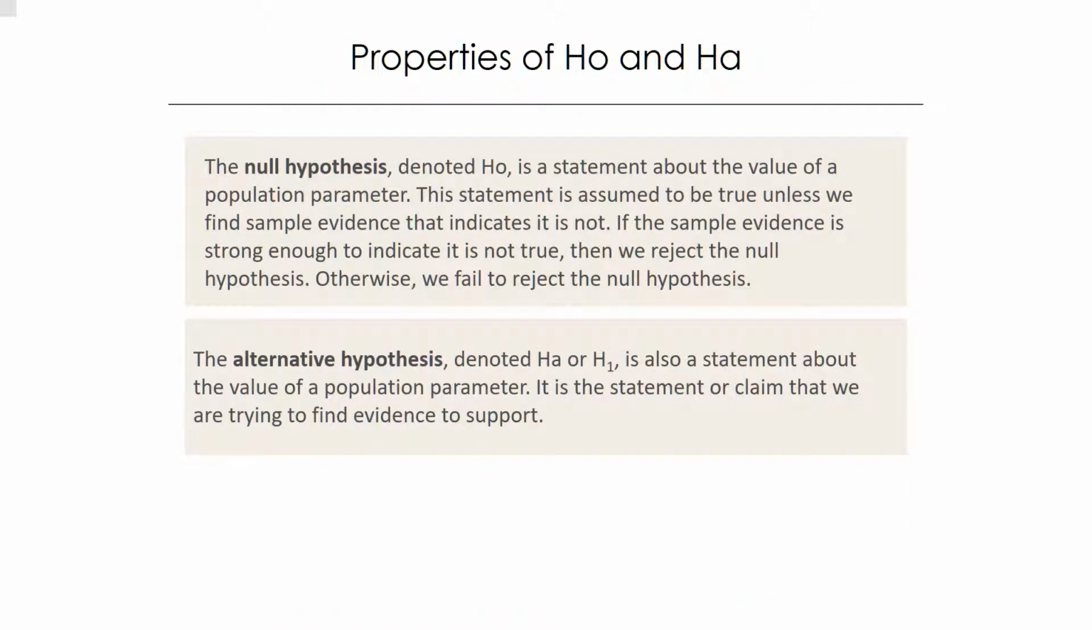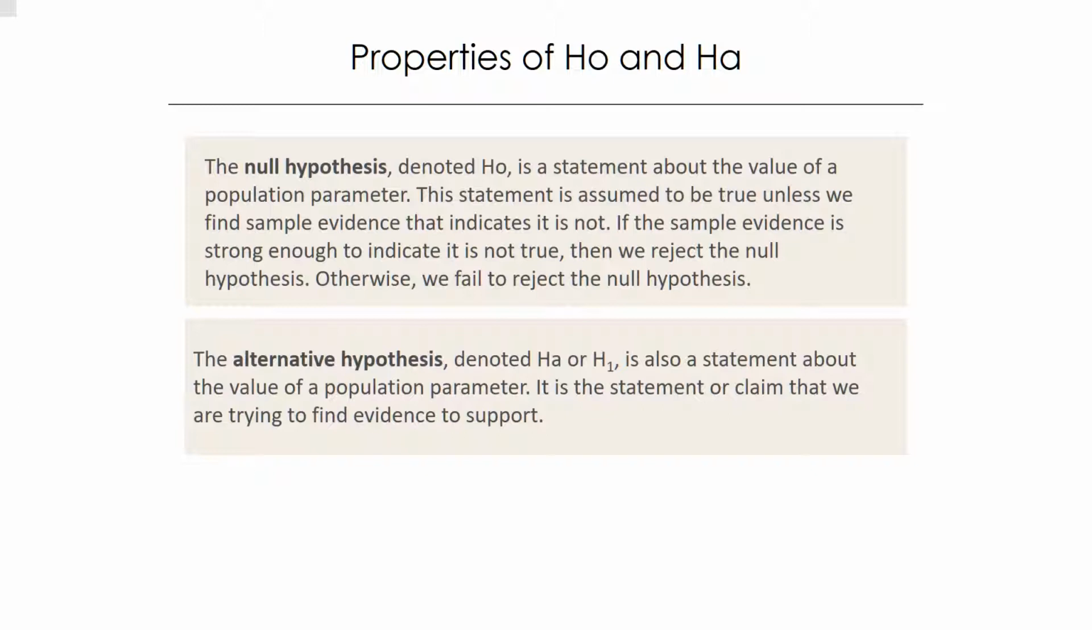So we have that same kind of thing in hypothesis testing. The properties of H0 and HA, first of all, the null hypothesis, again denoted H0, is a statement about the value of a population parameter. This statement is assumed to be true unless we find sample evidence that indicates it is not. If the sample evidence is strong enough to indicate it is not true, then we reject the null hypothesis. Otherwise, we fail to reject the null hypothesis.